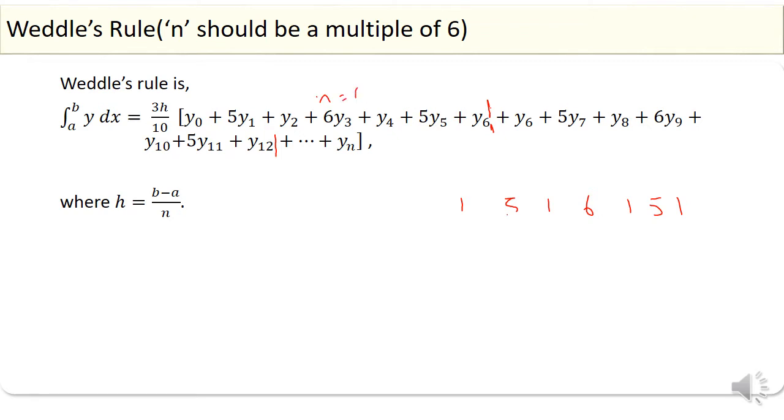If it is for n equal to 12, we have to take from y6 to y12. Same numbers 1, 5, 1, 6. Again 1, 5, 1. Where h equal to b minus a by n.